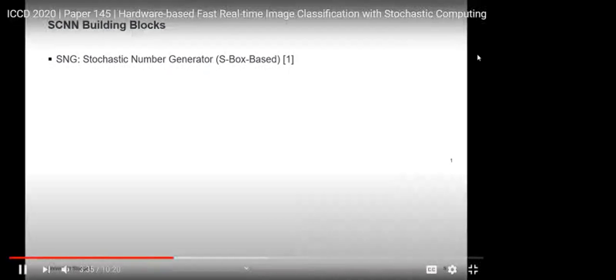All the trained parameters and the input pixel, which are in binary, are converted to their equivalent stochastic numbers. It is constructed using a random number source, which is a linear feedback shift register, and a 4-bit lookup table, which is also called SBOX. The advantage of using this number generator over the other available ones is that it has reduced correlation between multiple stochastic numbers generated from the same random number source.